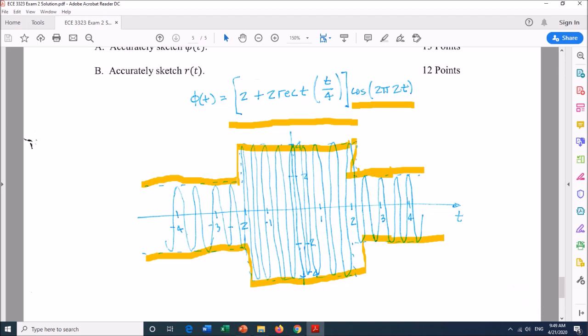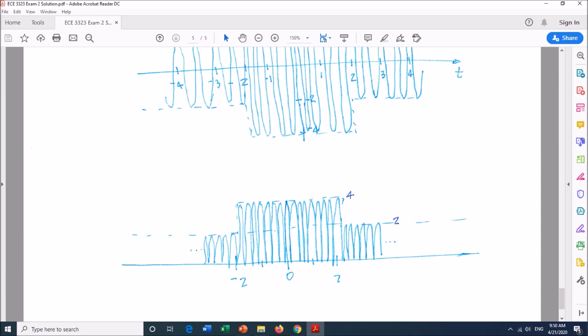This is rectified. I'm presuming a full wave rectifier, or at least that's what I'm going to sketch. And when it's rectified, all of the negative values are turned into positive values, and the sketch will look something like this.